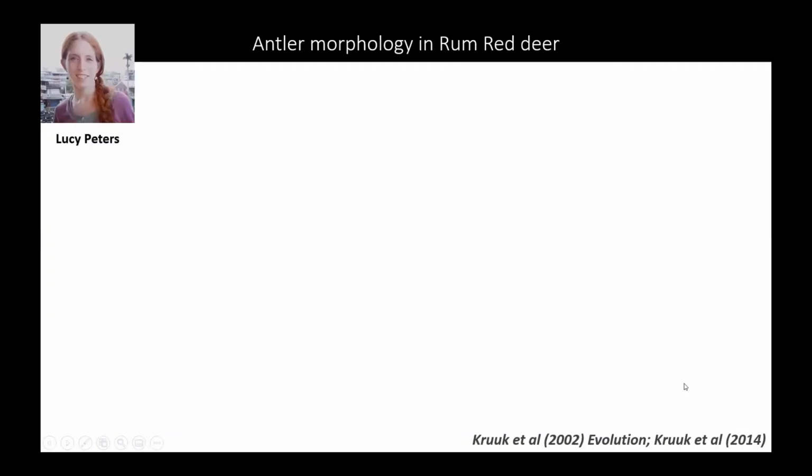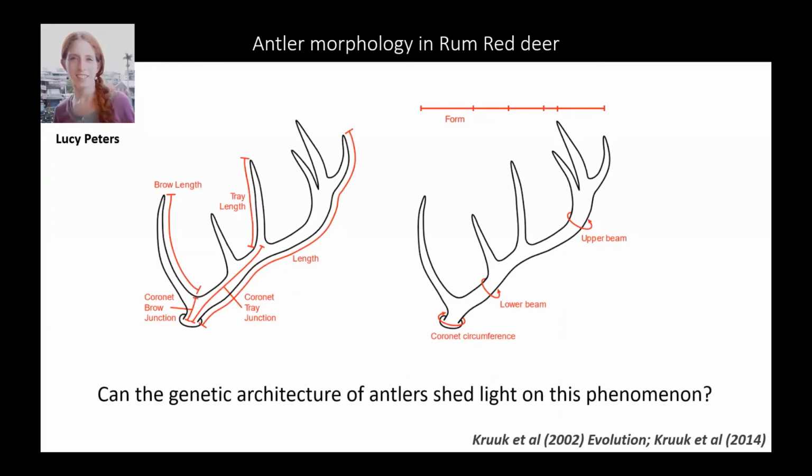In order to try and understand this in a bit more detail, a PhD student in my group, Lucy Peters, has been investigating the antler morphology in the Rum red deer and its genetic architecture. Instead of just taking one or two phenotypes, we used information from a lot of different aspects of the antler: the antler weight, but also things like the different dimensions and the number of points. We wanted to see if the genetic architecture of antlers can shed more light on the phenomenon that we observe.